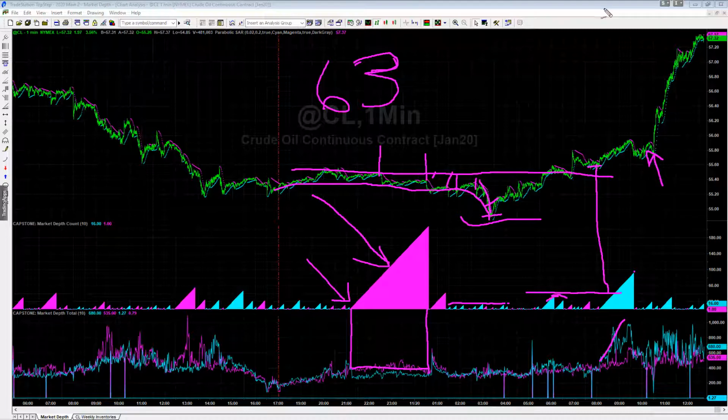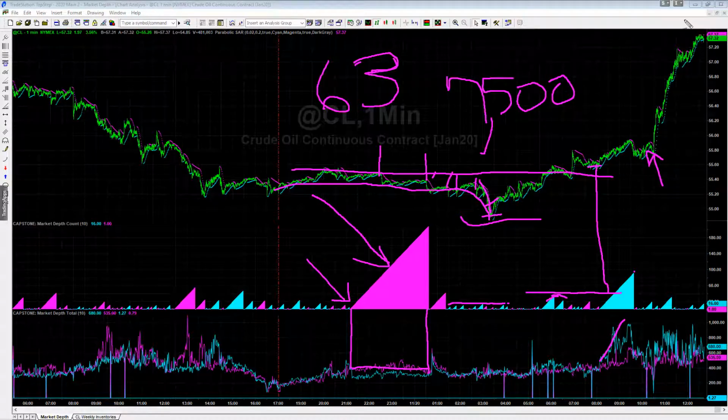To go from the 55.60 area to 63, we're talking $7.50 or $7,500 a contract. And so I'm not saying it's going to get there for sure, but it's a nice start to that trade right now. And once you get in on a trade like this and it moves that far away, it's pretty easy to manage, and that's the benefit of it. And this is the indicator.